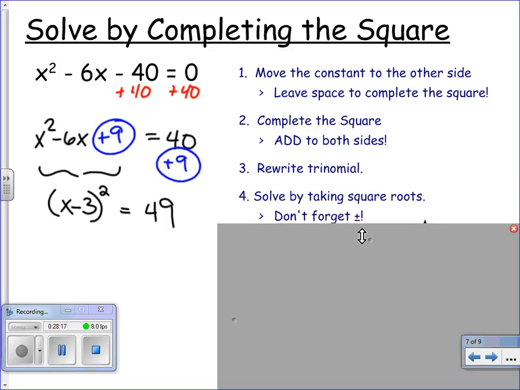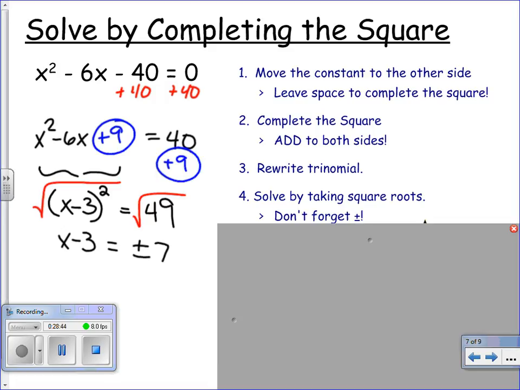And we don't want to forget our plus or minus. So we're going to take the square root of both sides. The square root will cancel out the square, so I'll just have x minus 3. And what do you know about the square root of 49? It's just 7, right? So no more square root. We're going to get rid of the radical. It's going to be plus or minus 7.